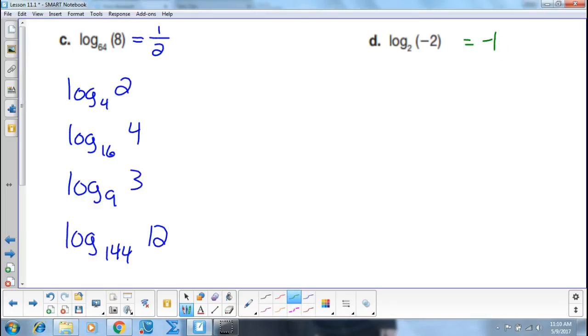So let's switch forms with it then. When you switch forms, what do you get? 2 to the negative 1 power equals negative 2. What is 2 to the negative 1 power? 1/2, right? Okay. So that's not going to work out.